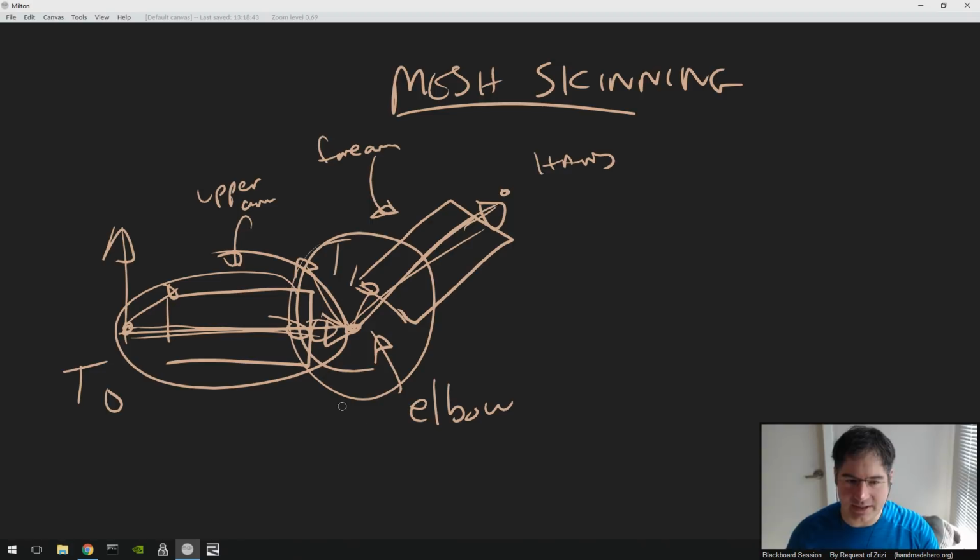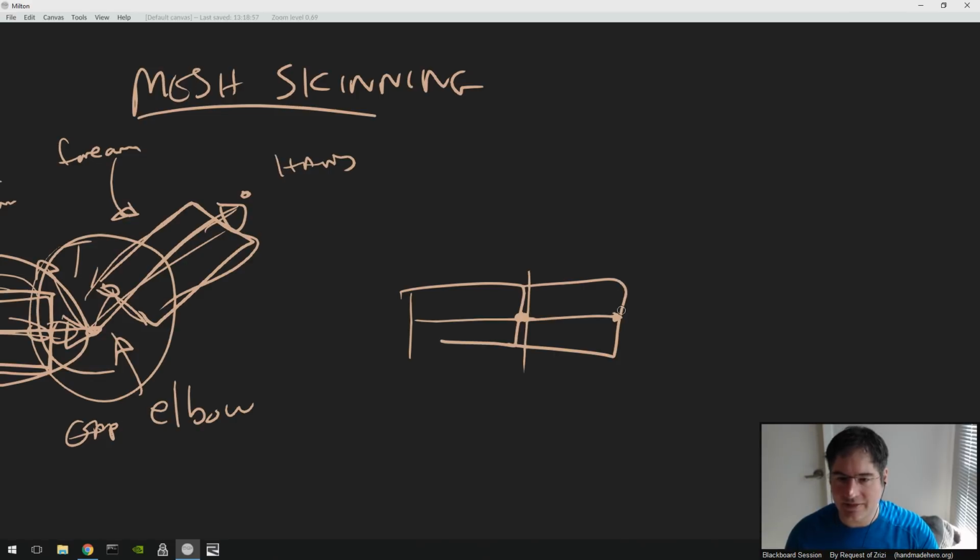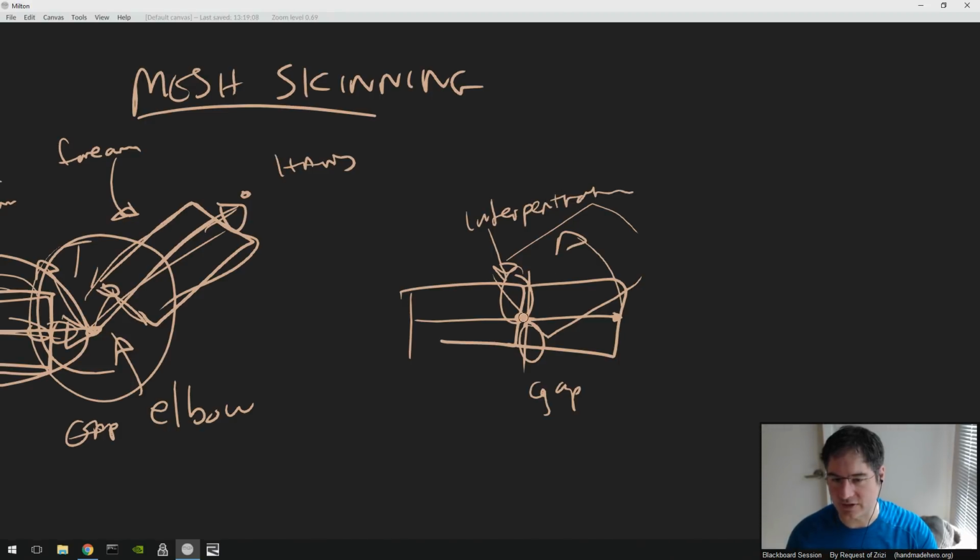And there's a big old gap that forms at the elbow because these are two disjoint shapes. As they get transformed, they separate even if at the beginning I modeled them together, like this. Then when this rotates up, you can see that a gap forms here and an interpenetration forms here, right?